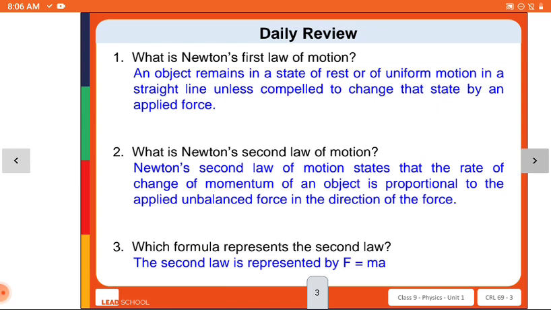So what is Newton's second law? The second law of motion states that the rate of change of momentum of an object is proportional to the applied unbalanced force in the direction of the force. And the third one is the Newton's second law formula. According to Newton's second law, force is equal to mass into acceleration.